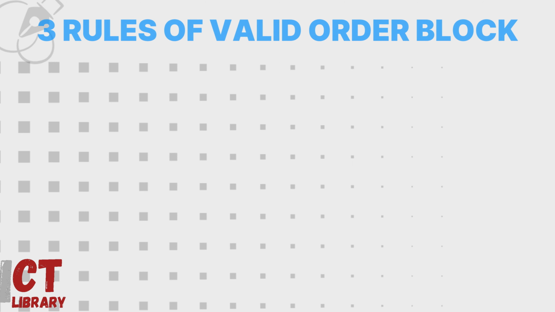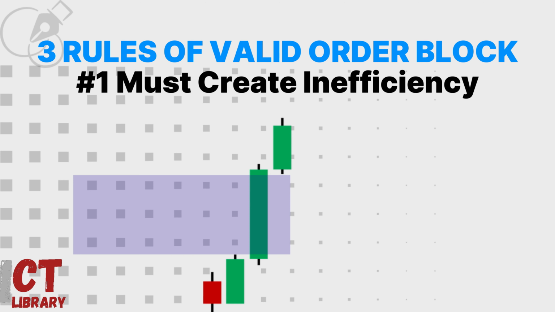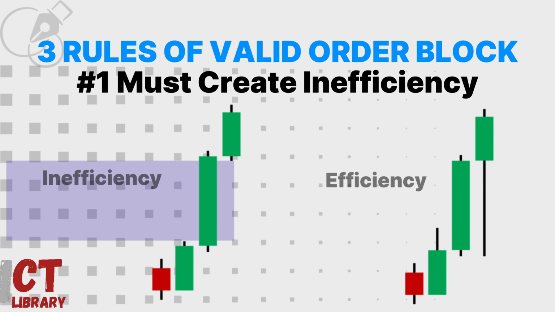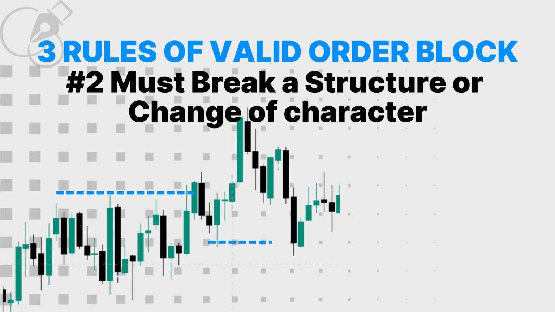There are three essential rules for identifying a valid order block. First, it must create inefficiency. Inefficiency forms when sharp price movements generate noticeable gaps between candle wicks. Here are examples of efficient versus inefficient price movement. Second, the order block must trigger either a break of structure or a change of character. These events provide the first indication of whether the market intends to continue in the same direction or reverse.